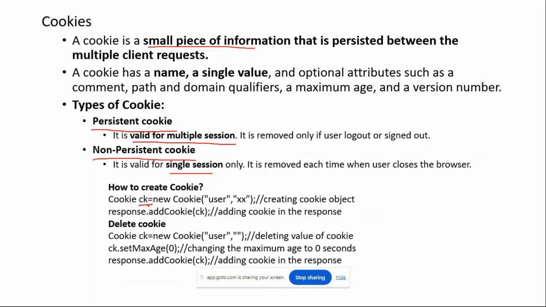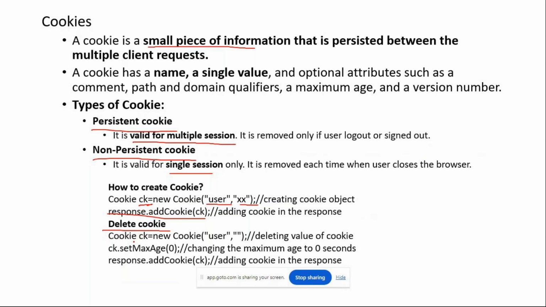Cookie ck is the object name. With new Cookie, you need to mention the username and password. Then response.addCookie(ck): you are adding the cookie. Cookies can be added with the syntax response.addCookie, and cookies can be retrieved with the help of request.getCookies. So cookies are added with response.addCookie and retrieved with request.getCookies.